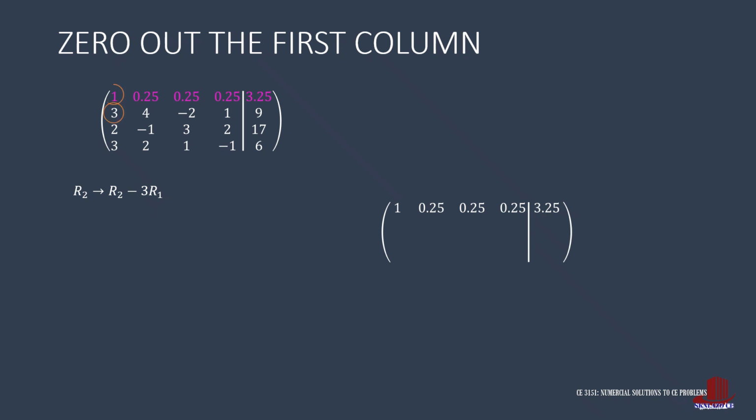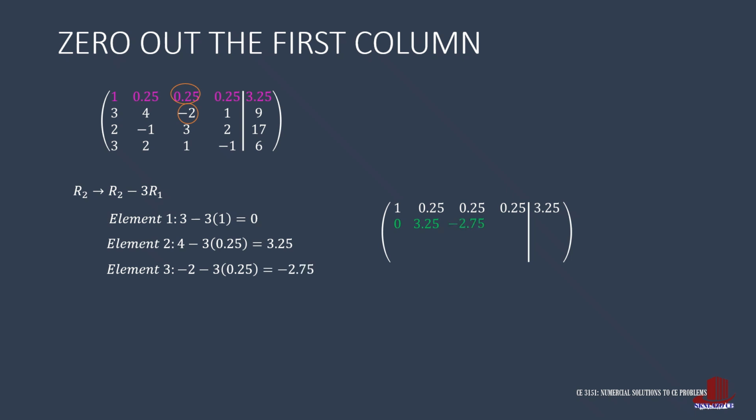The first element is taken as 3 less 3 times 1, giving 0. The second element is 4 minus 3 times 0.25, giving 3.25. The third is negative 2 less 3 times 0.25, which yields negative 2.75. The fourth has 1 minus 3 times 0.25, resulting in 0.25. Then the constant consists of 9 less 3 times 3.25, which gives negative 0.75.